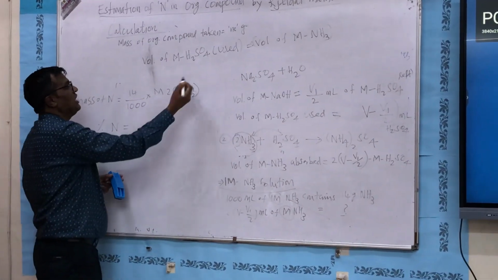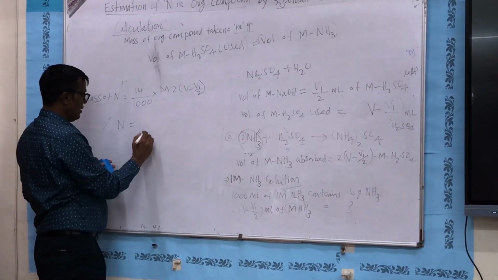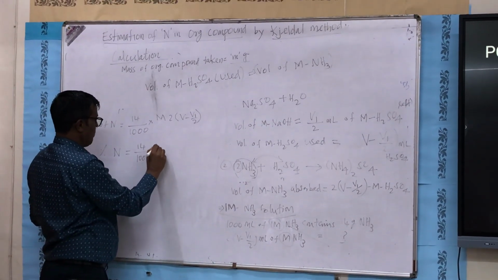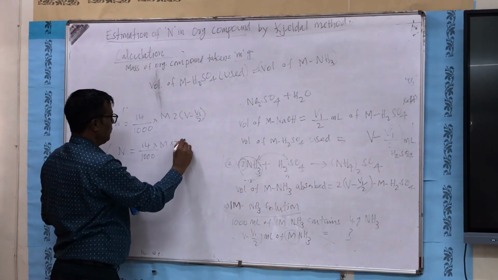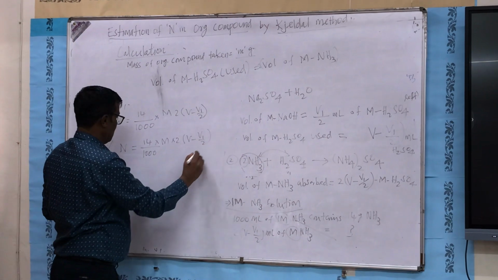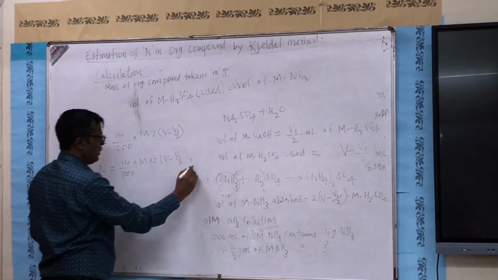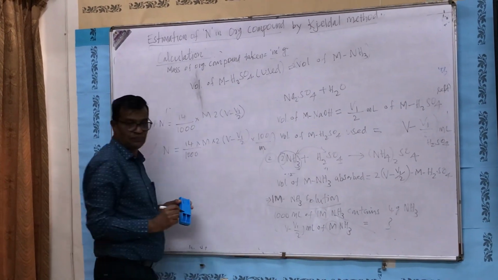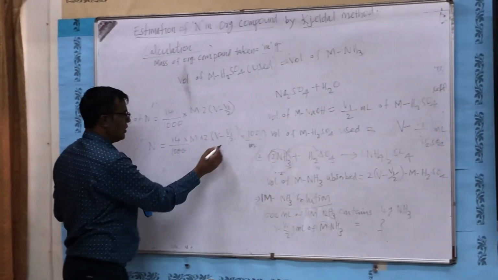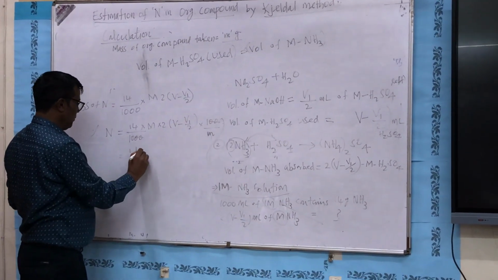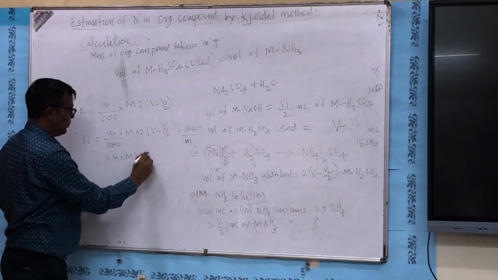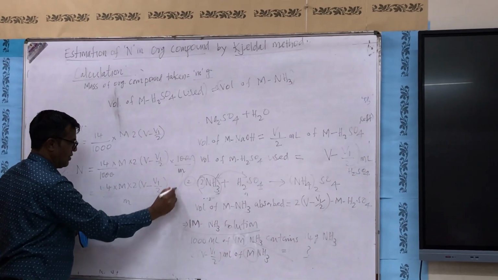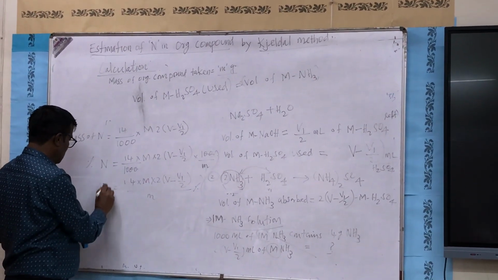Percentage means, initially itself I told, m grams of organic compound was taken. In percentage, you know very well, 14 into 1000 into M into 2 into V minus V1 by 2 is present in m grams of compound, therefore in 100 grams how much? Simply simplify. We are going to get 1.4 into M into 2 into V minus V1 by 2 divided by m, percentage. This is the percentage of nitrogen.